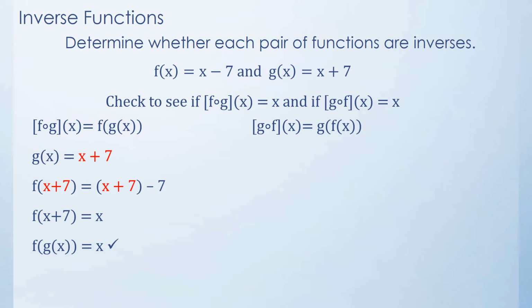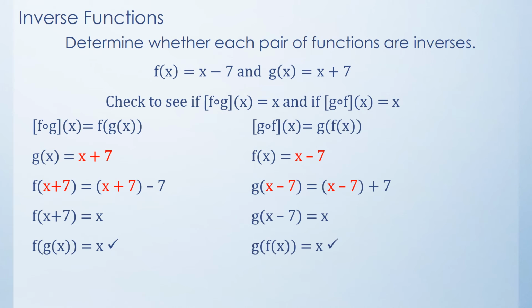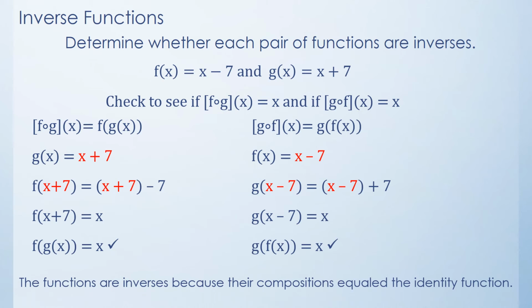So I do the composition of g of f of x. f of x is equal to x minus 7. So I take x minus 7 and I plug it into my g function. And I simplify, and I see that I also get the identity function. The functions are inverses because their compositions equal the identity function.